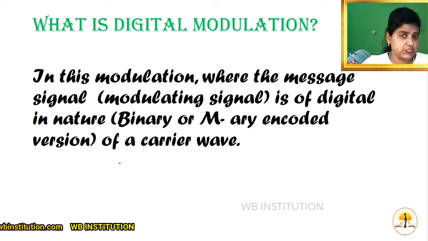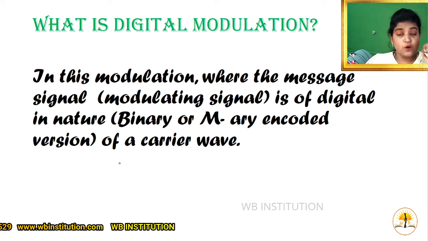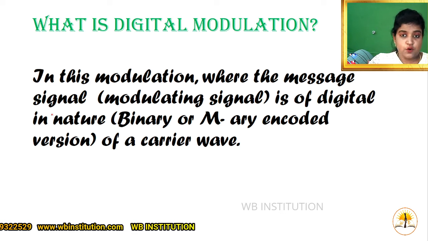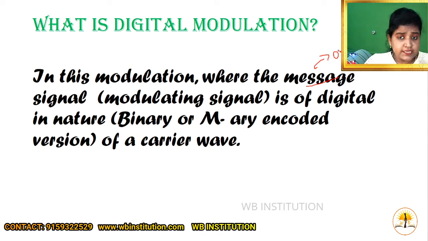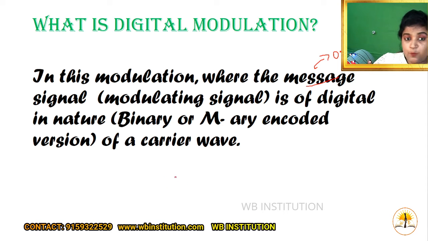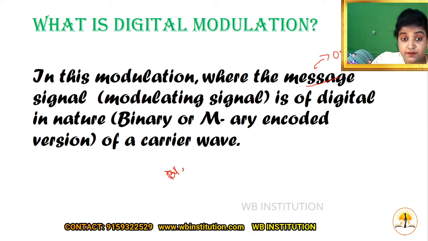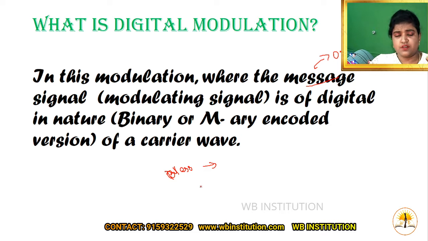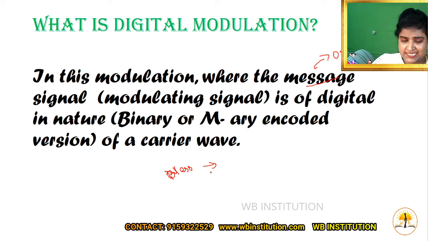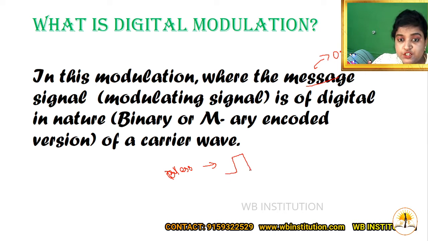Now getting into the next topic, digital modulation. What is digital modulation? In this modulation, the message signal, that is your modulating signal, which I have already stated is your original signal, is digital in nature. We'll be having two different signals. The first signal is the original signal or message signal, the signal which has to be transferred. In digital modulation, it will be digital in nature.